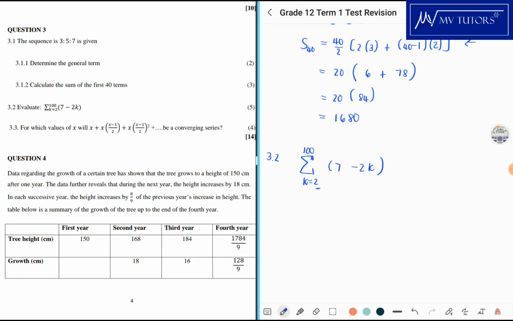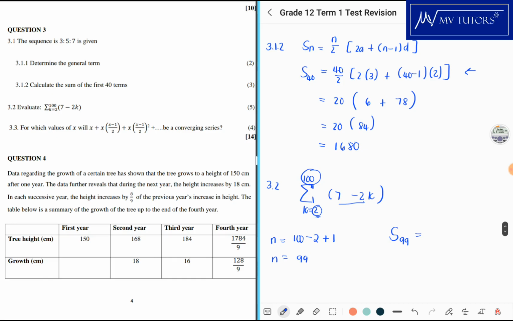So I'm looking for the number of terms. I'm simply going to take the value on top minus the value at the bottom plus 1. We always add 1. Please do not forget that. So 100 minus 2 is 98 plus 1. It's basically 99. So I have 99 terms. So I'm basically looking for the sum of 99 terms. Okay, and this is an arithmetic series. So it'll be n over 2. Remember, we have our formula there, so I don't need to rewrite it again. So it'll be 99 over 2.